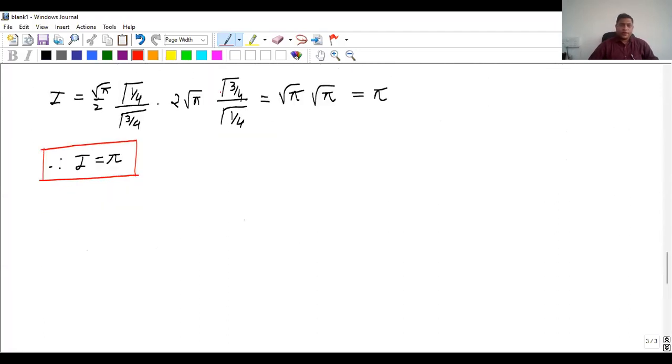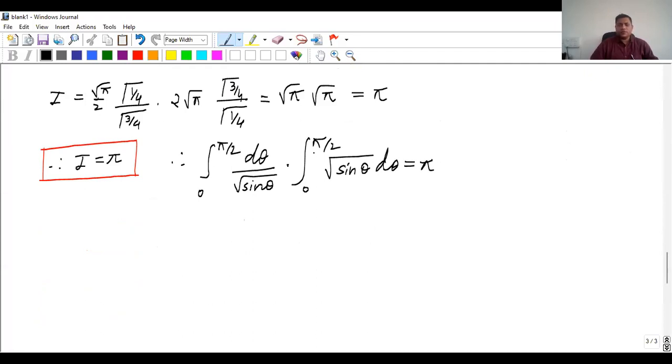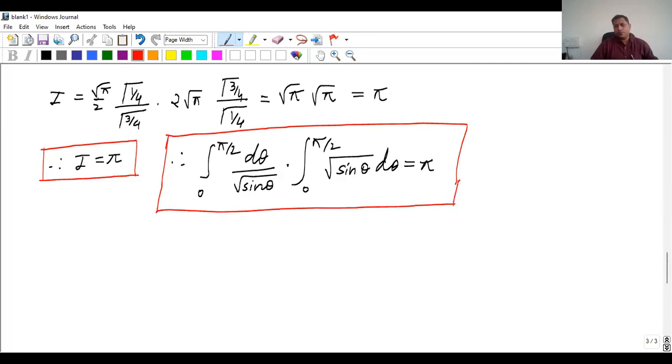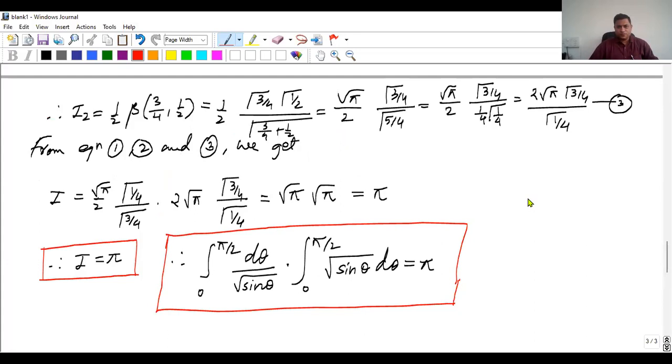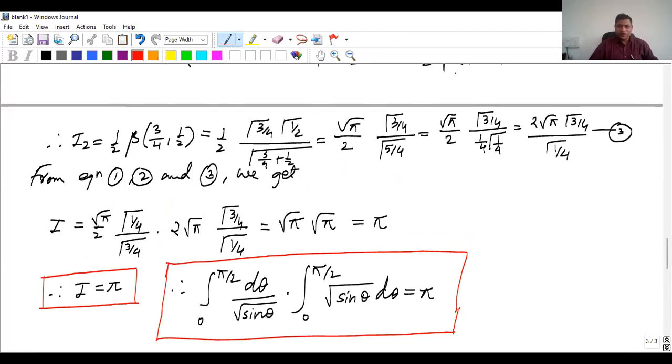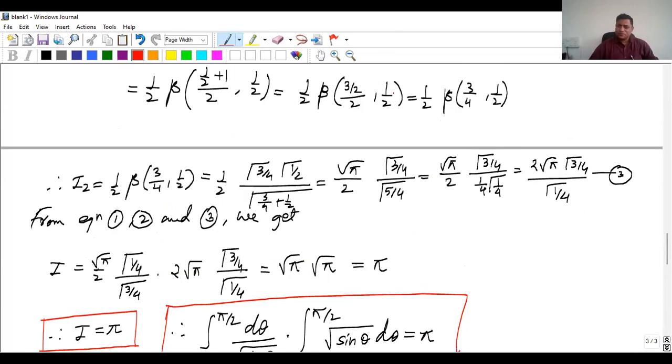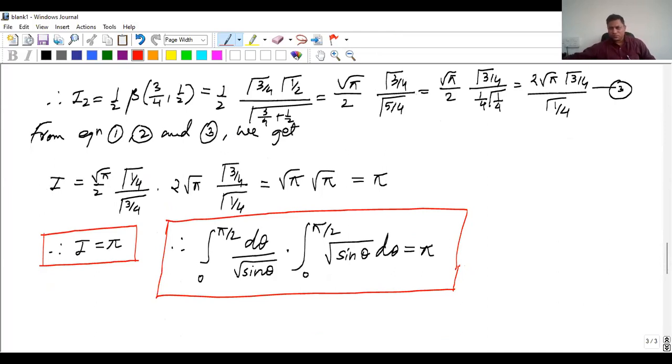So here, what we calculated, hence integral 0 to pi by 2 d theta upon root of sine theta into integral 0 to pi by 2 square root of sine theta d theta, and this is equal to pi. So this is what we have calculated in this example. So is there any doubt in this example? No, sir. So I hope all of you were able to get this. Is that okay? Yes, sir. Okay. Good.